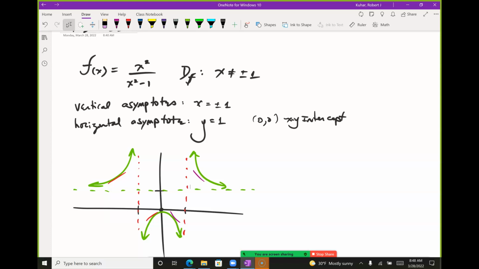So just redraw your graph. Yeah. Good. Let's do our derivative. You're not copying me. You are doing it yourself.